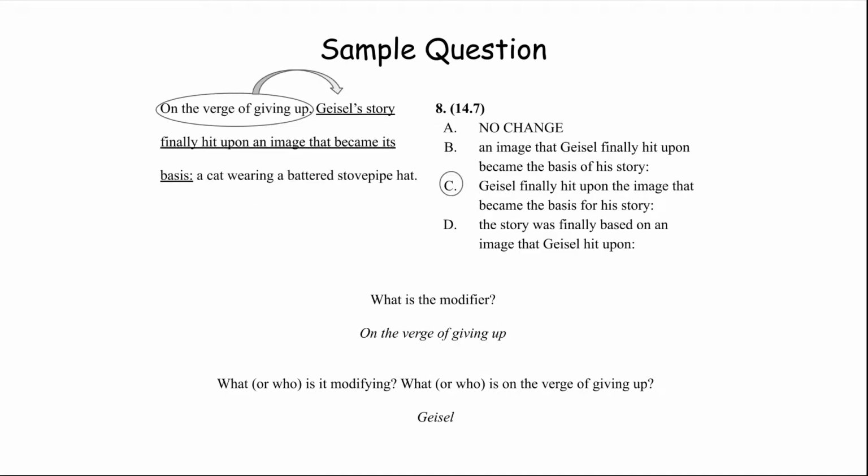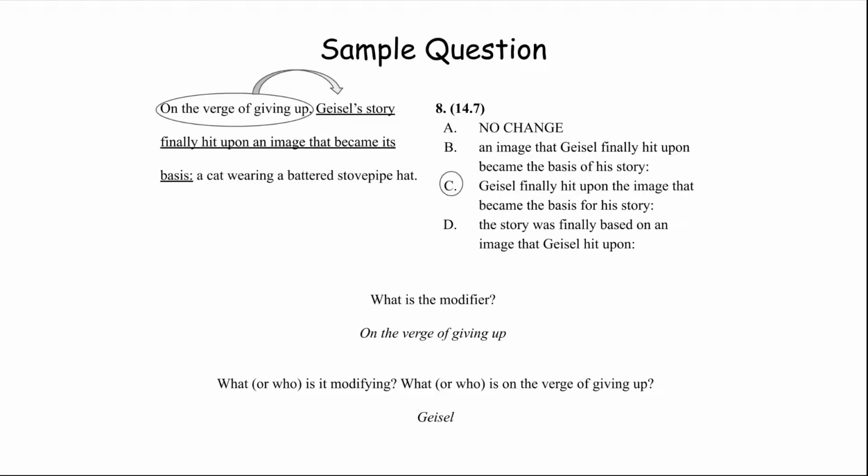Okay, so we just saw one example of a type of modifier question where you're moving the modifier. Now we're going to get back to rearranging the independent clause. So in this one, on the verge of giving up, and then underlined, we have Giesel's story finally hit upon an image that became its basis. So that underlined thing right there is an independent clause. And when we ask, what is the modifier? It's that beginning part, on the verge of giving up. Now, who or what is on the verge of giving up? The answer is Giesel himself.